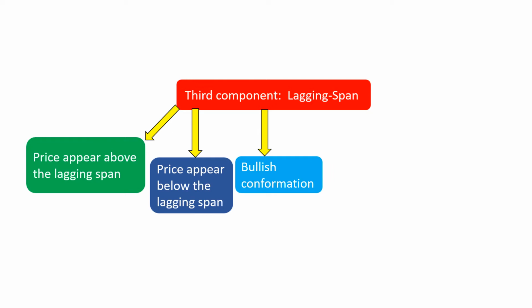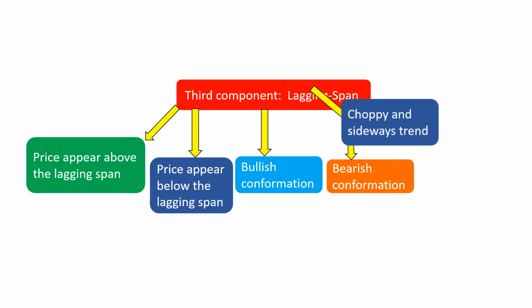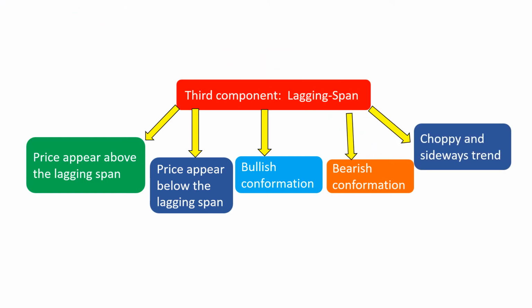Bullish confirmation occurs when the lagging span is about to cross above the prior price line. Bearish confirmation occurs when the lagging span is about to cross below the prior price line. And finally, for a choppy and sideways trend, trade signals based on the lagging span are the strongest if it doesn't cross over or touch prior candles. Otherwise, it is an indication of a choppy and sideways market.